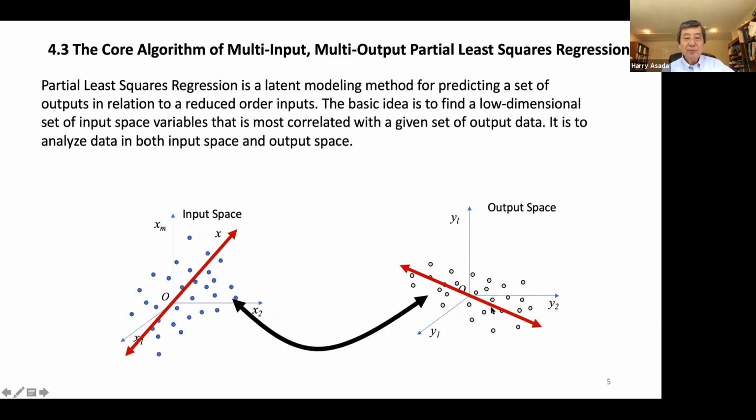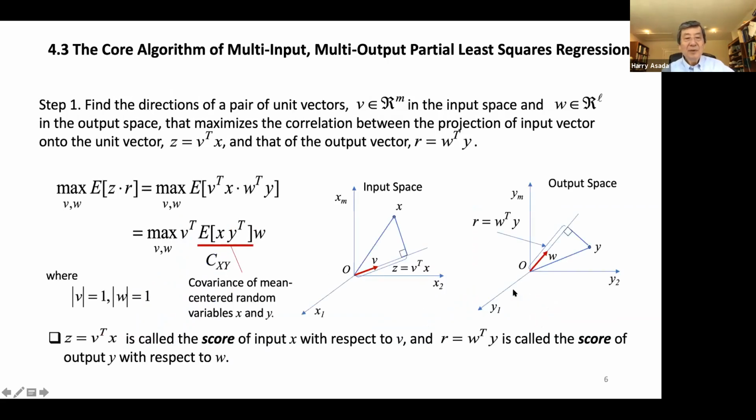Once you set this up, we can formulate some correlation between the components along these directions and the components along these directions, right? That is mathematically written in this way. This is the method called partial least squares regression. It needs three steps of operations. So this is the first step.